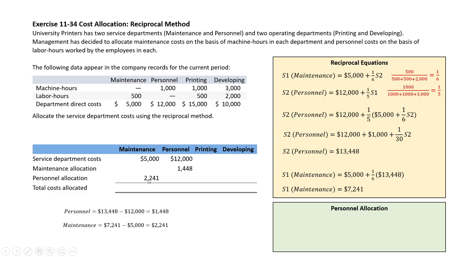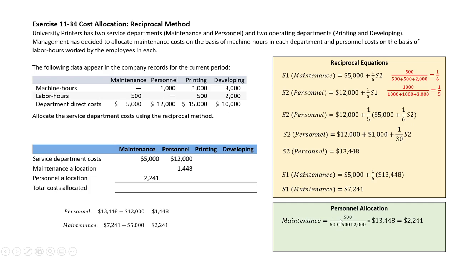Now, we already backed into the fact that we must have allocated $2,241 of personnel to maintenance. We just proved that out earlier, but I can go about this a different way with the formulas. I can say, okay, what amount of personnel cost is allocated to maintenance? Again, how is personnel allocated? It's allocated according to labor hours. 500 personnel labor hours are allocated to maintenance, divided by 500 plus 500 plus 2,000 is 3,000 in total.